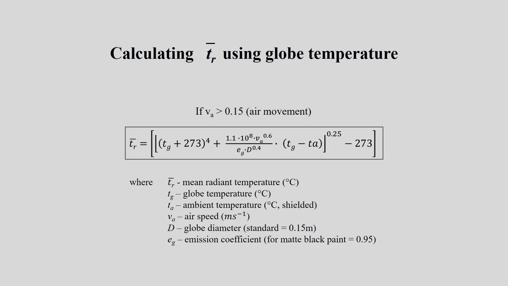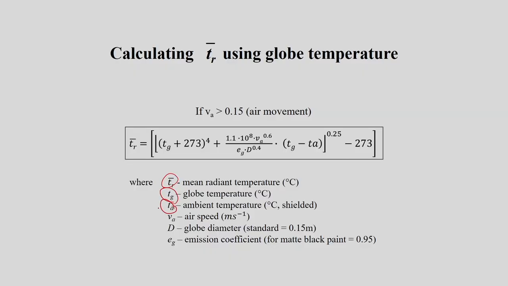How do you calculate? So this is the formula that you can use, where TR is the mean radiant temperature, TG is what you are going to get from your globe thermometer reading. TA is your ambient temperature that you can get from your earlier alcohol filled thermometer or electronic thermometer. VA is your air speed that you can measure with another instrument. D is your globe thermometer diameter. This is standard 0.15 meter. And EG is the emission coefficient for black matte paint, you have this particular value. So you have this formula to understand what the mean radiant temperature is.